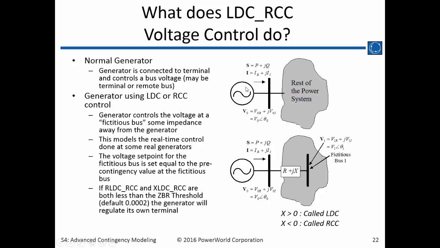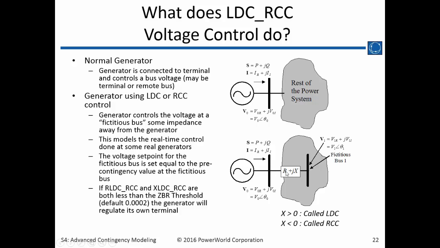Normally generators are regulating the voltage at a specific bus in the system. That could be the terminal bus or a remote bus, but it's varying its reactive power in order to meet the set point of a bus. You can alternately tell the generator to regulate the voltage at a fictitious bus that's a certain impedance away from its terminal.